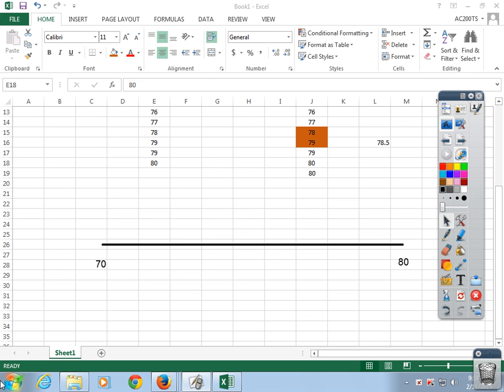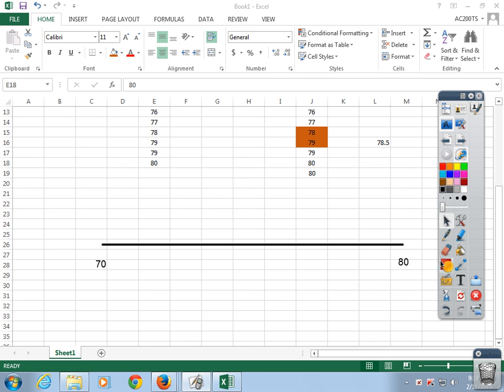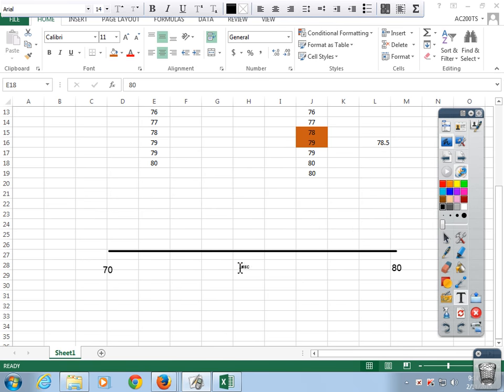So the way you use the mid-range is on a scale. You use it for a scale for your number line. And you keep taking the mid-range of the mid-range of the mid-range until you get enough hash marks on your number line as you need. So what's 70 plus 80? 150. And what's half of 150? 75. So 75 goes in the middle.